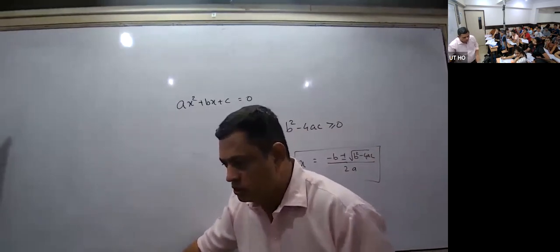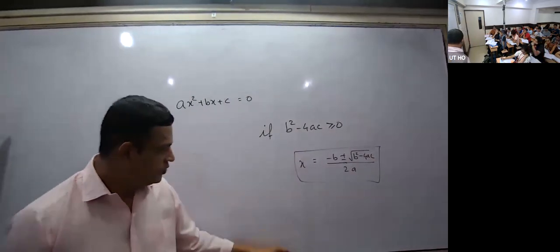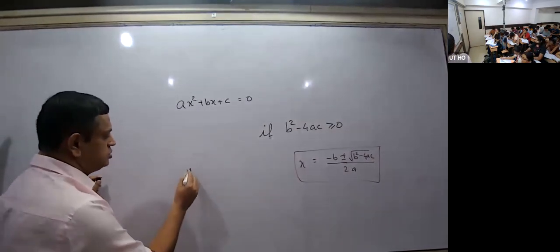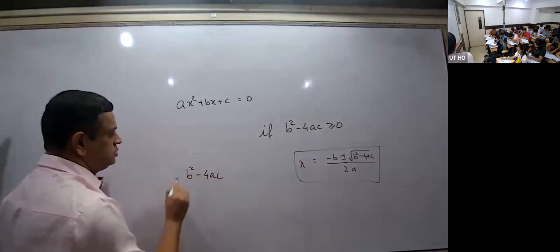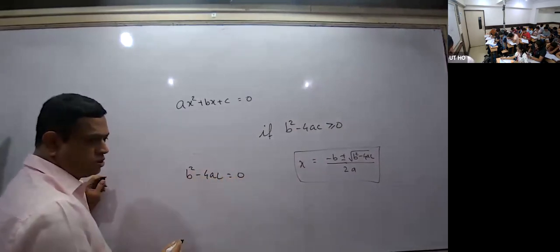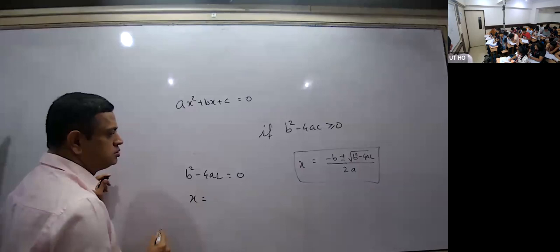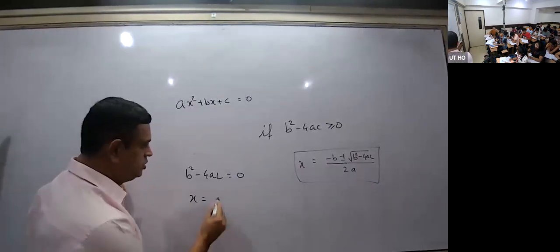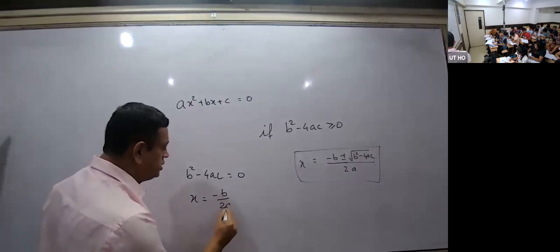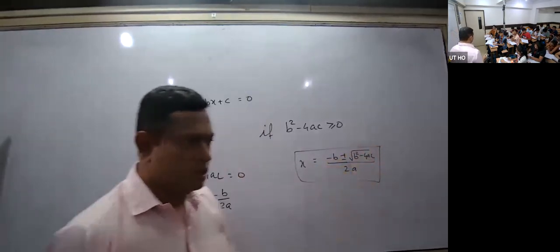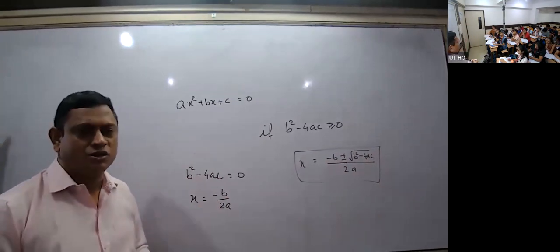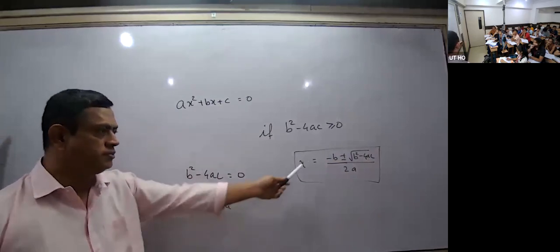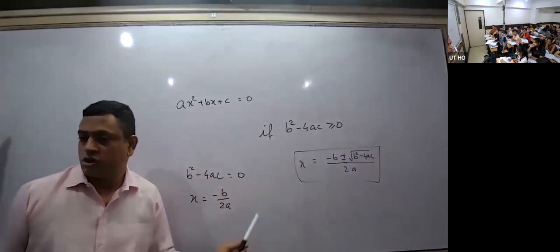All good now. Then write below, one more as a special note: if b square minus 4ac equal to 0, then x is equal to minus b upon 2a. The other term will go to 0. This is called equal roots. Directly, minus b upon 2a. Okay, it's written on the board.